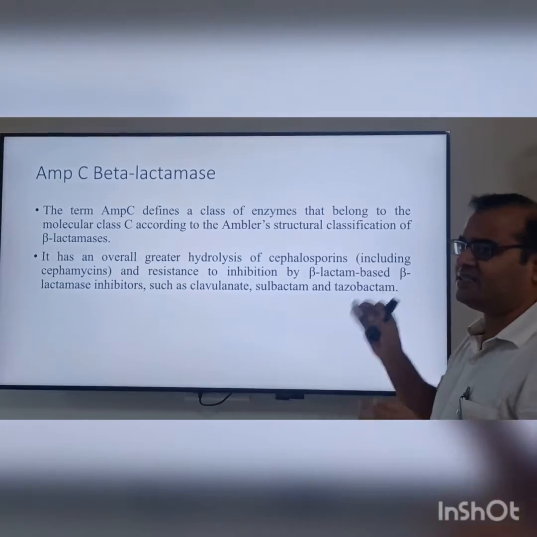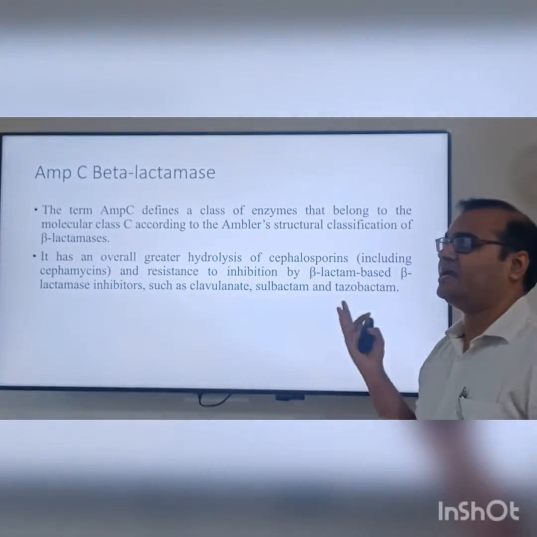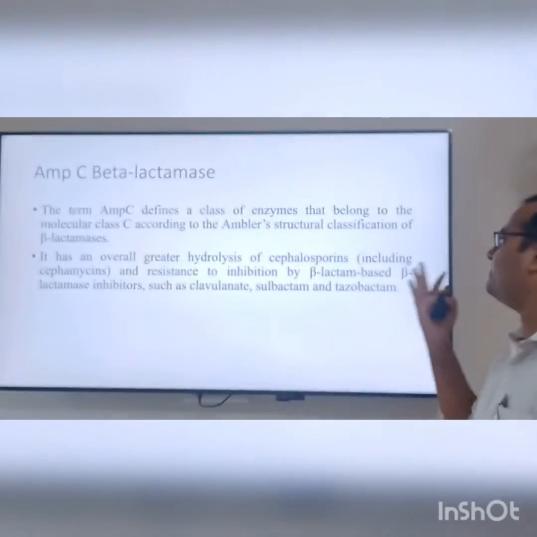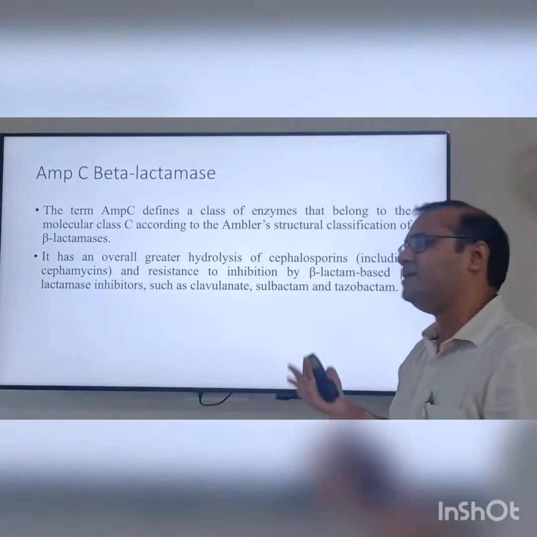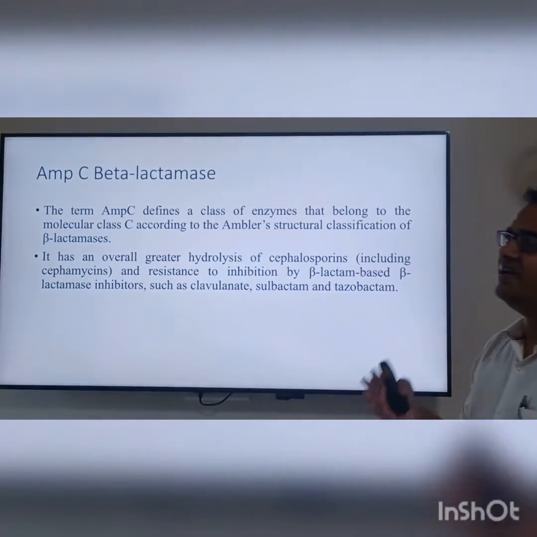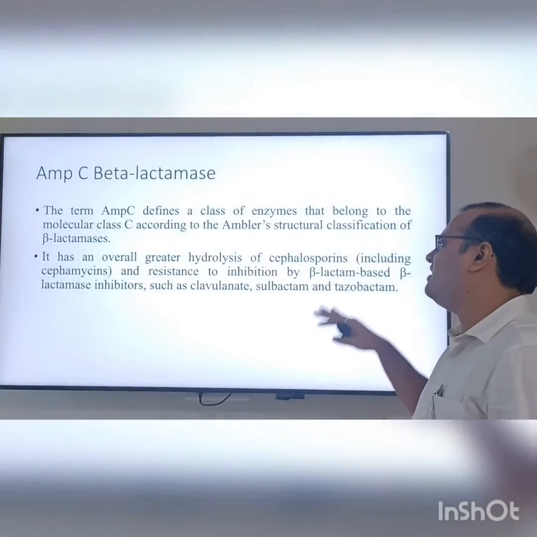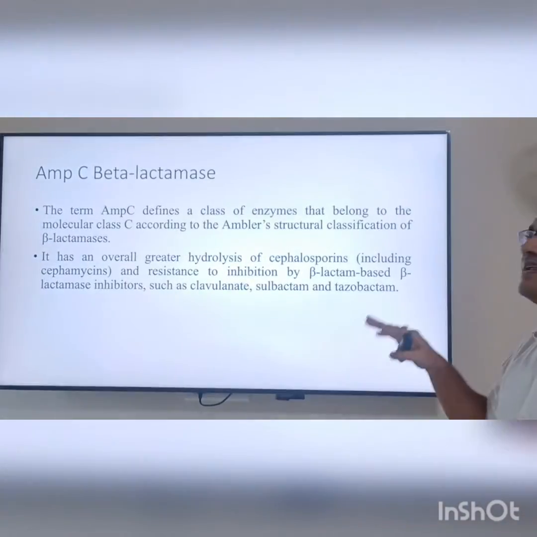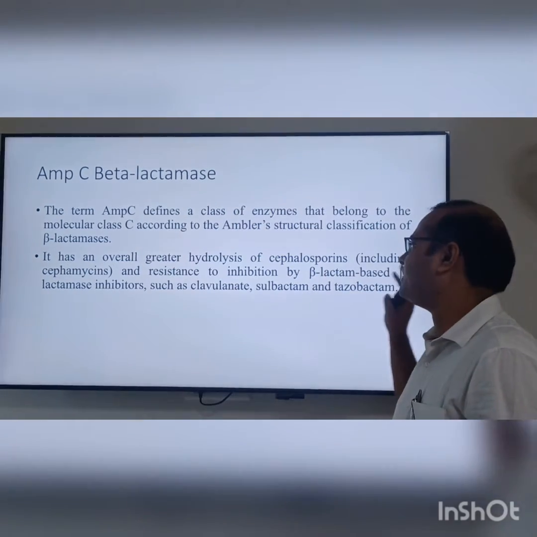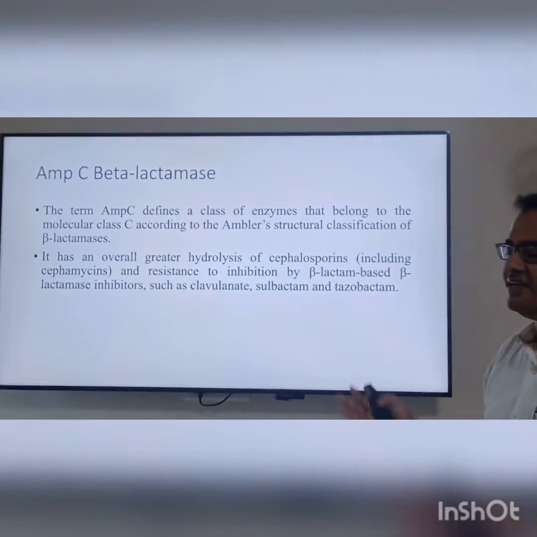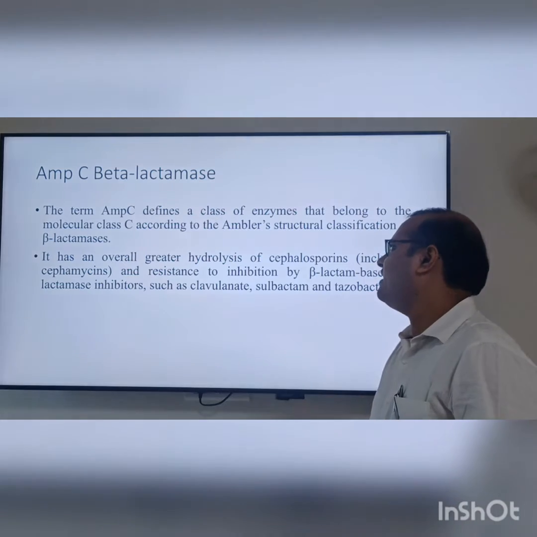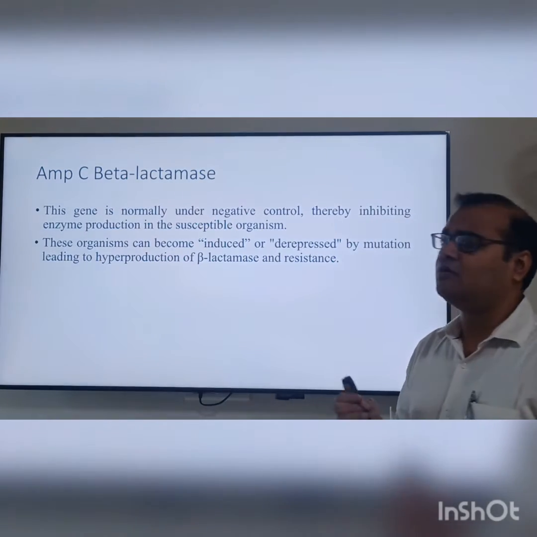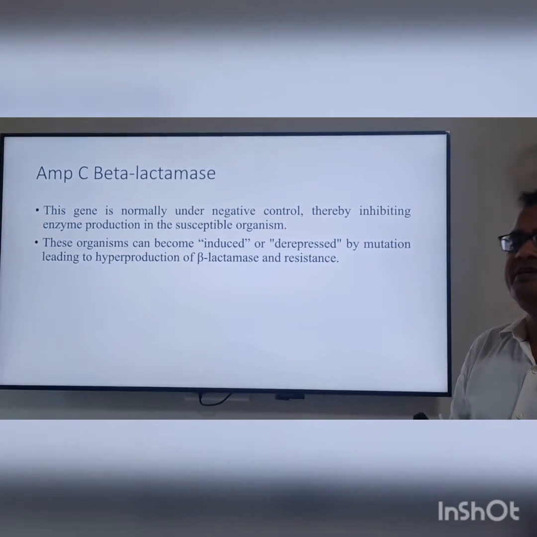Now the term AmpC, as I have already told you, defines the class of enzyme that belongs to molecular class C of the Ambler classification. It has an overall greater hydrolysis of the cephalosporins and resistance to inhibition by beta-lactam based inhibitors such as clavulanic acid, sulbactam or tazobactam. Now, how does it express?